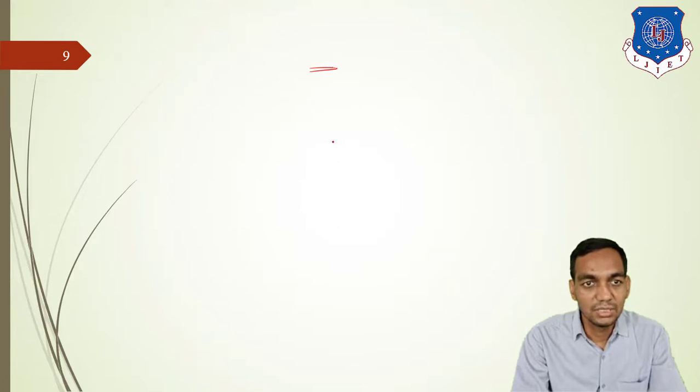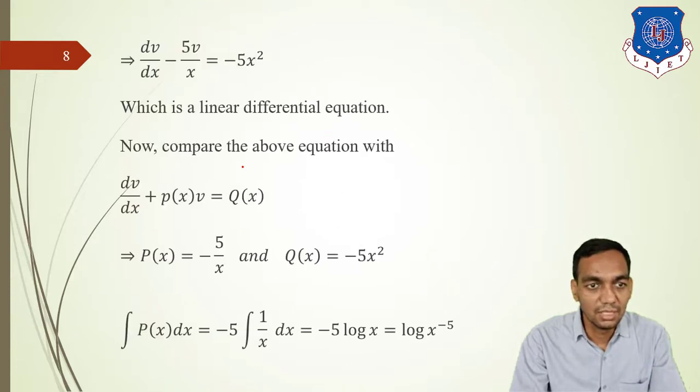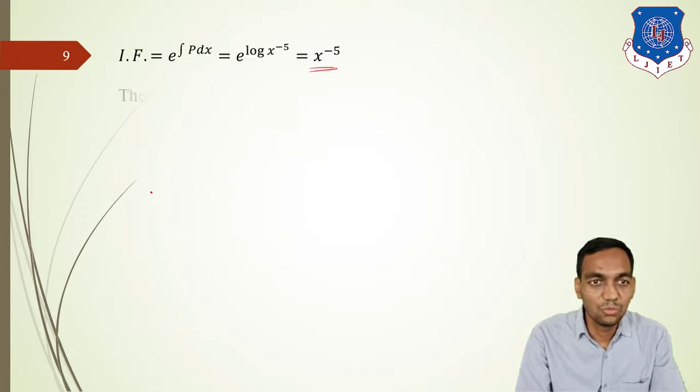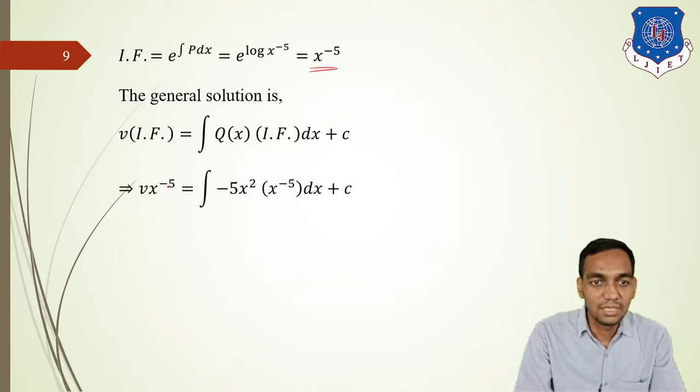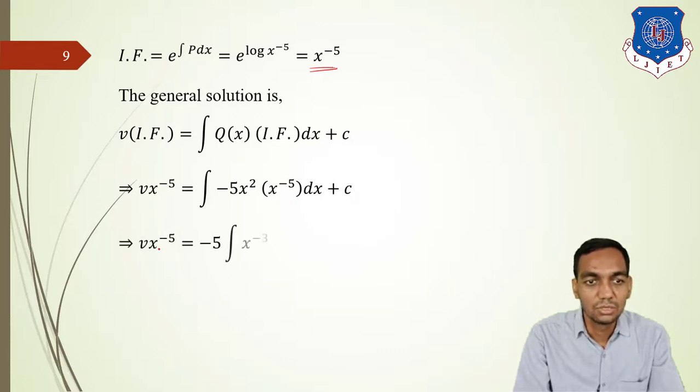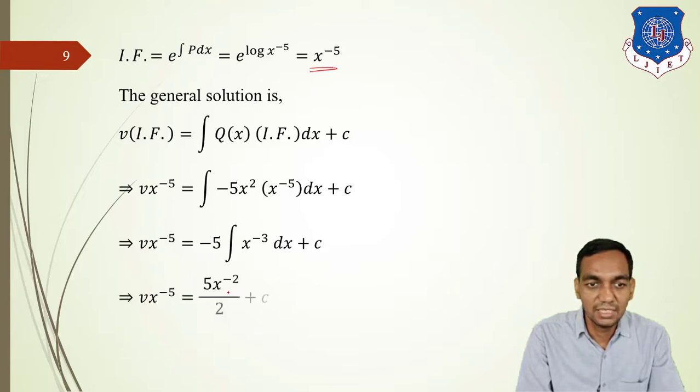Correct? Because here your equation is in the form of v, so instead of y you have to put v. Okay? Now v into x raised to minus 5 is equal to integration q, which is minus 5x square, into x raised to minus 5 dx. Correct? So v into x raised to minus 5 is equal to minus 5 into integration of x raised to minus 3 dx. Integration of x raised to minus 3 is x raised to minus 2 upon minus 2. So minus minus plus 5 upon 2x square.